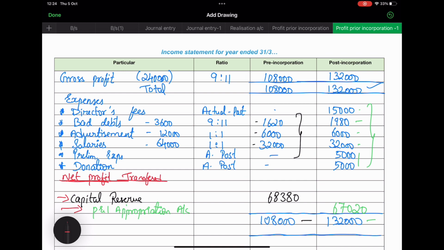They might complicate certain things. How they might complicate: in rent they may give certain things like the first 3 months the rent was 1,000, after 6 months it was raised up to 3,000. Some things like that they might complicate. So it is a very easy concept. Hope you all understood the solution.